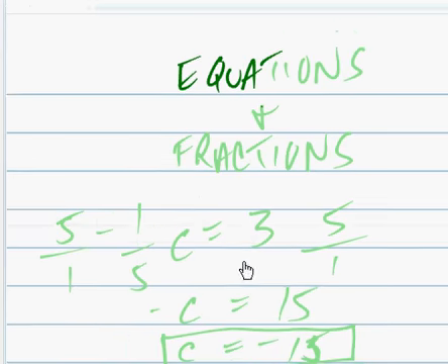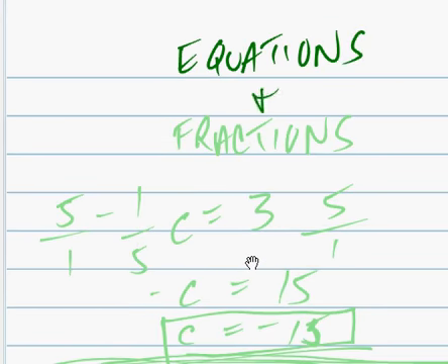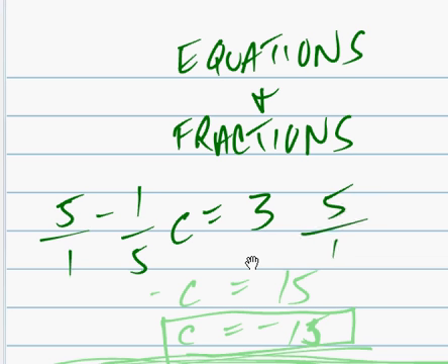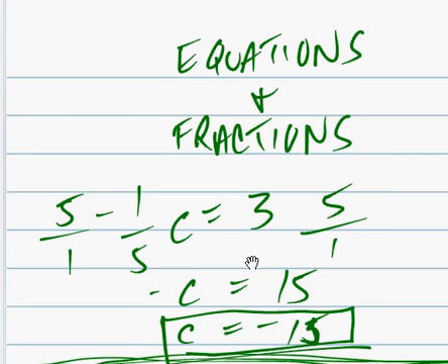Equations and fractions. Let's do a simple one. Negative 1/5 c equals 3. Pretty straightforward. What you do is just times 5 by both sides, get rid of the fraction. So that gives us negative c equals 15. Of course, you can't have c as negative, so c equals negative 15. Easy.